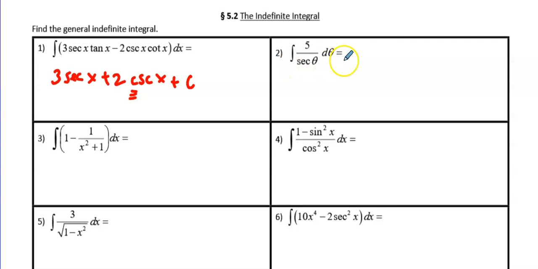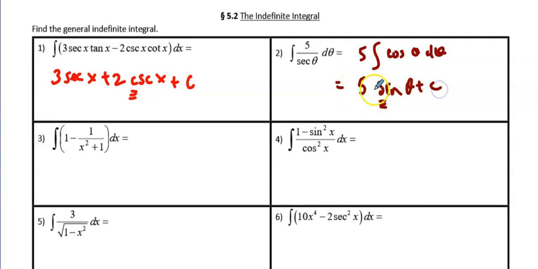If we look at question number 2, we can go ahead and pull out the 5. And I'm all about rewriting stuff, right? So we know that 1 over secant is the same thing as cosine. And this is a really good example of this, that we're going to integrate cosine. Remember, ladies and gentlemen, when we integrate cosine, we're going to get positive sine, because again, this does not begin with a c. So we're going to keep the sign the same, or positive in this case. So this is going to be 5 sine of theta plus c.